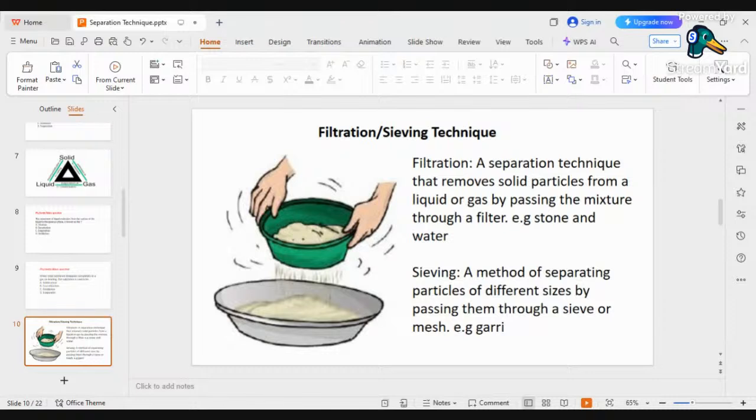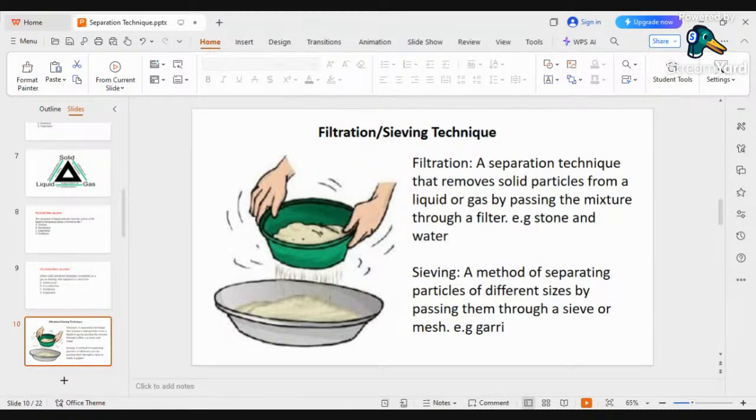A separation technique that removes solid particles from a liquid or gas by passing the mixture through a filter is known as filtration. So we have stone and water. I can filter out the water, leaving the stone behind, right?